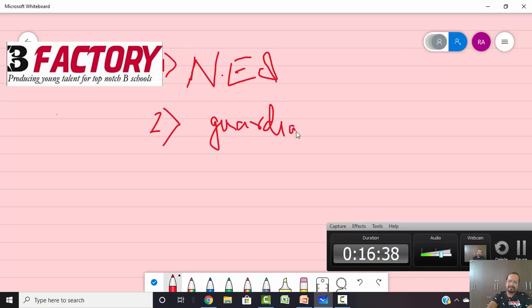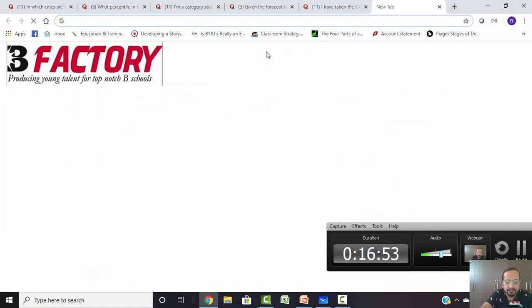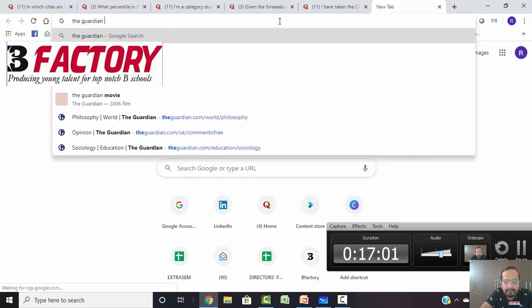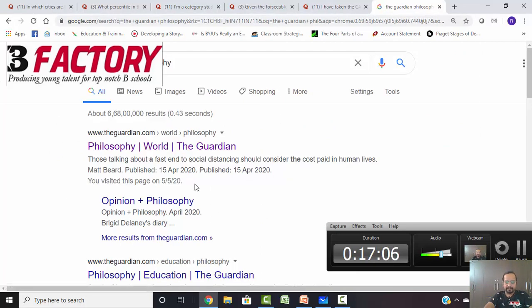Guardian, and you give a blank space and write philosophy, you will get a Guardian page for philosophy where you can go to the editorials and try reading them. All right. So let me just show you one such page so that you understand what I'm saying. So I write here on this page, The Guardian, right? And I write philosophy. Got it? So a page comes here, philosophy, The Guardian.